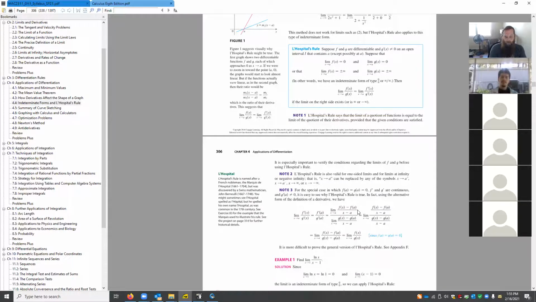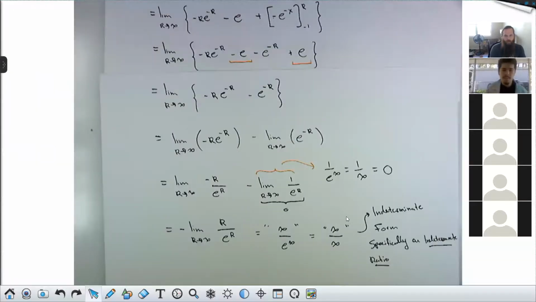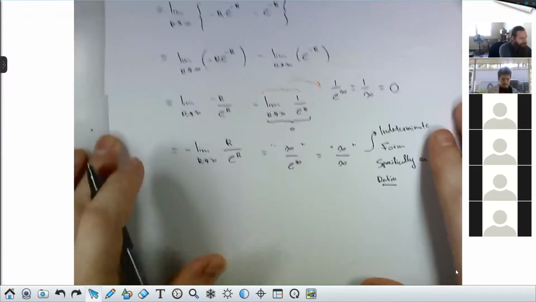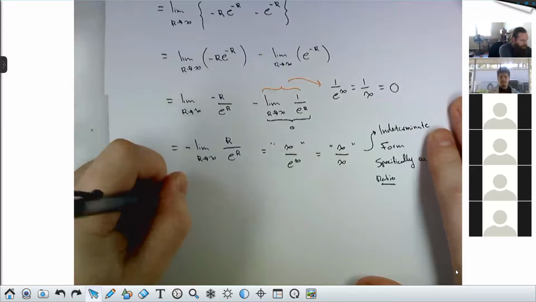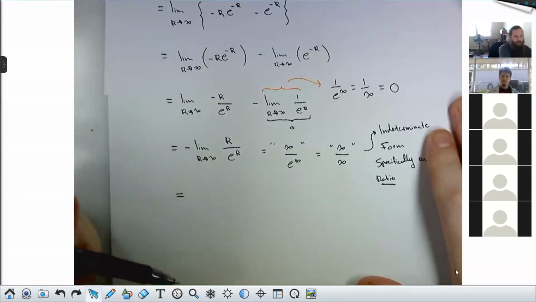The big thing is just this, that if you get 0 over 0 or infinity over infinity, both of which are indeterminate ratios, then you can take the derivative of the top and bottom and try again. Here's the notation I'd like you to use. Here's an equal sign. I'm going to say this limit is equal to something else down here.